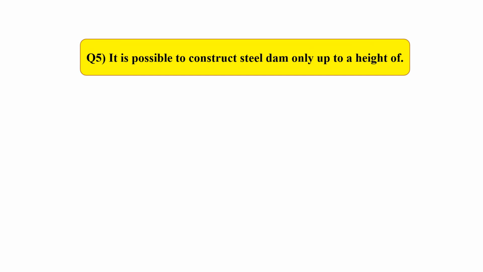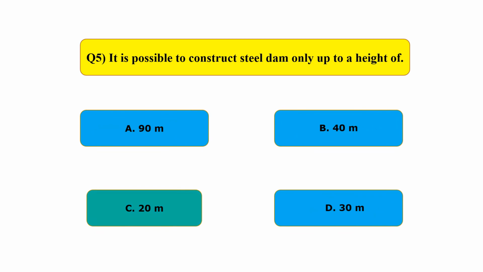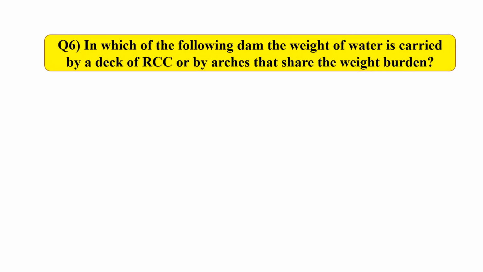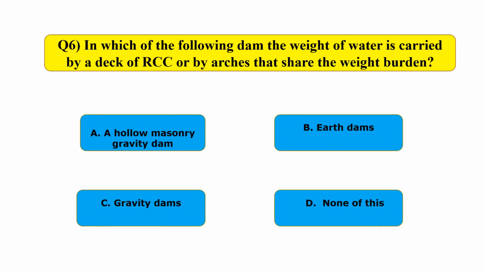It is possible to construct steel dam only up to a height of answer C, 20 meter. In which of the following dam the weight of water is carried by a deck of RCC or by arches that share the weight burden? Answer A, hollow masonry gravity dam.